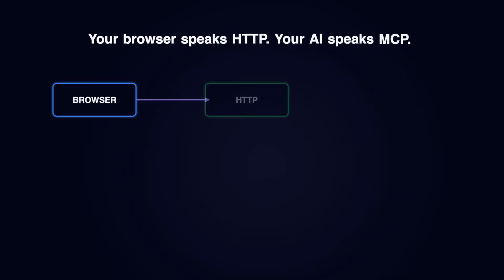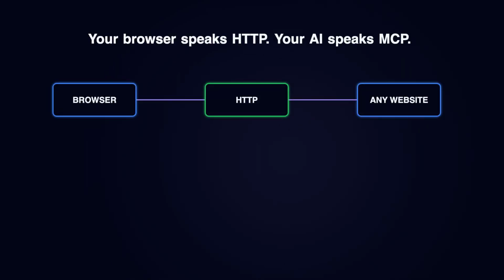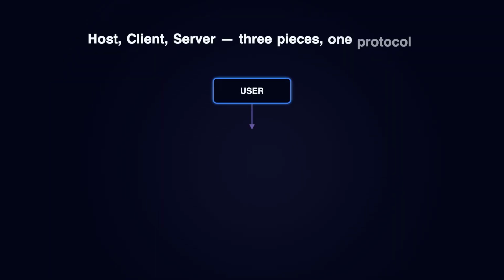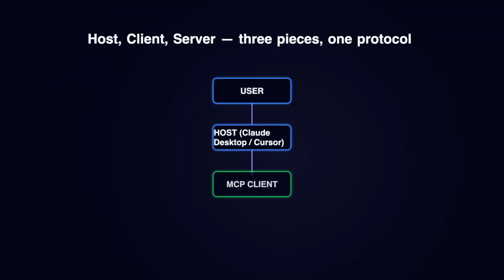Think about how the internet works. Your browser doesn't need to know how every website is built, it simply uses HTTP. Similarly, AI doesn't need to know how every tool works, it simply speaks MCP. That's why people often call MCP the HTTP for AI tools, or the USB-C for AI applications. Now let's understand how MCP actually works.